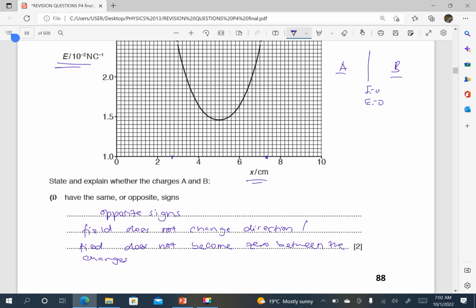If the field would become 0 between the charges, if the graph was touching the 0 axis of the vertical, then we would conclude that actually there is a point between the charges where the field becomes 0, the field strength is 0. So these would be like charges. But since there is no such point, then we say they are unlike charges, they have opposite signs.